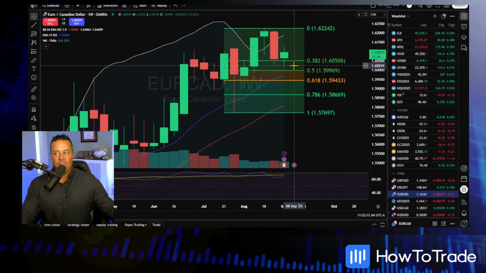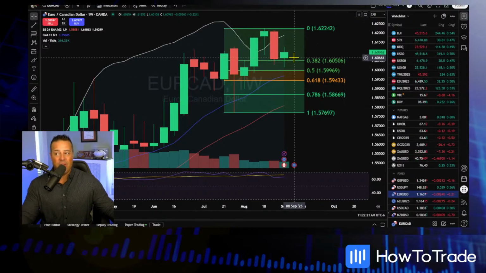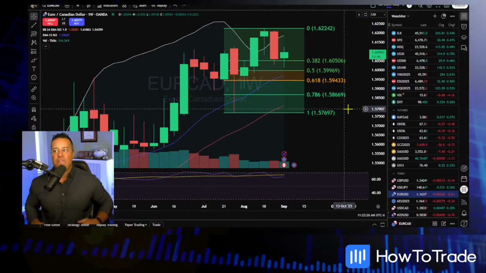There's your pullback and your failure right at 38%. Is it worth buying right now? Boy, I would probably wait. 160.50 is a superior zone to bid. But maybe if you got a big sell-off in here, somewhere down in there is absolutely great, 159.43.